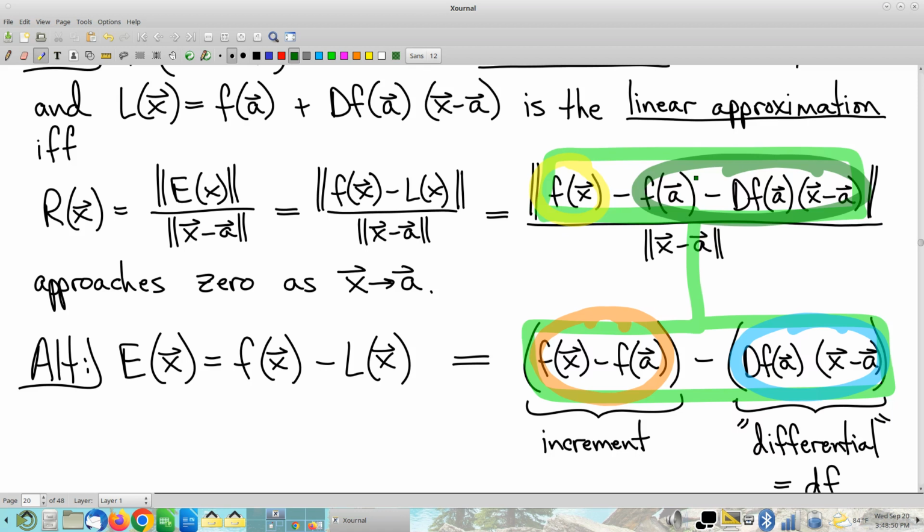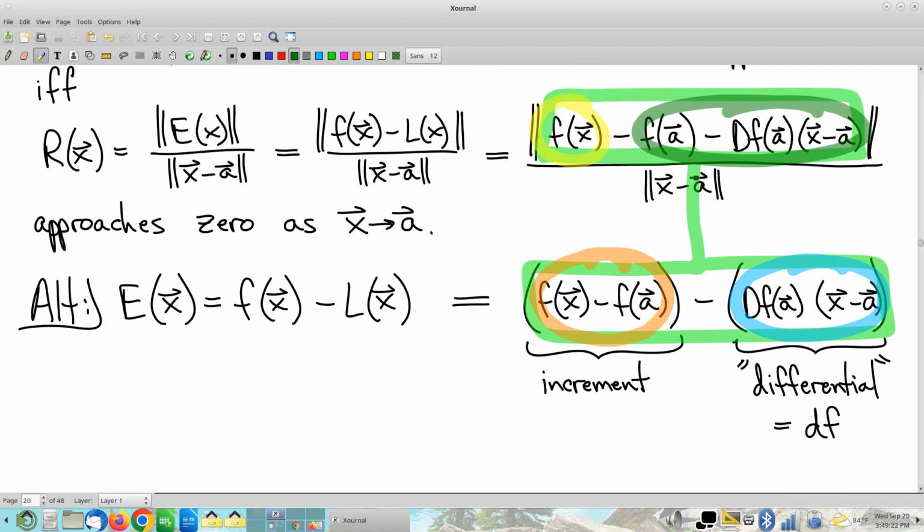Grouping it differently like this, listen to how nicely this rolls off the tongue. The actual change in the value of the function minus the estimated change in the value of the function. So in both cases, we're talking about actual minus estimated. It's just that up here, it's actual minus estimated value of the function. Down here, it's actual minus estimated change in the value of the function. So it's the same thing basically, but just a conveniently nice different point of view.